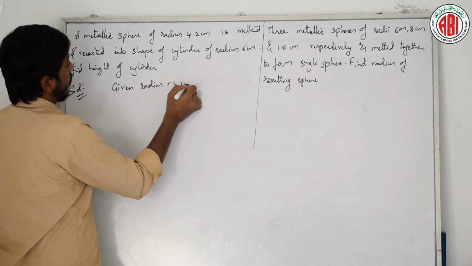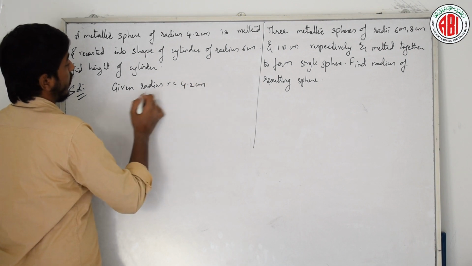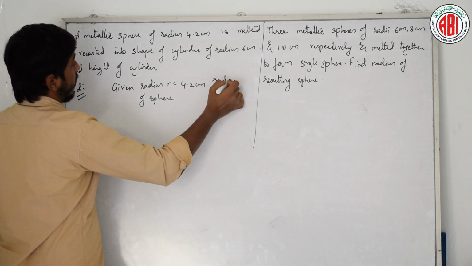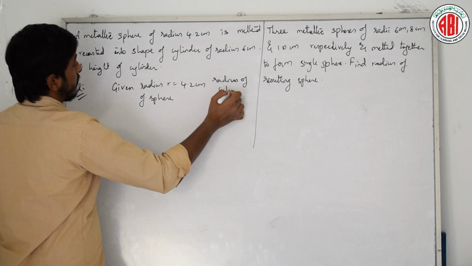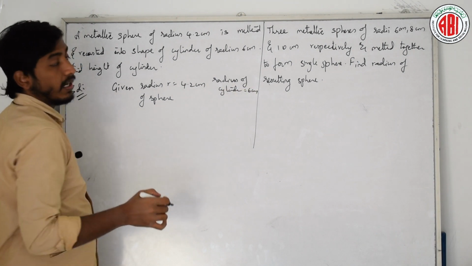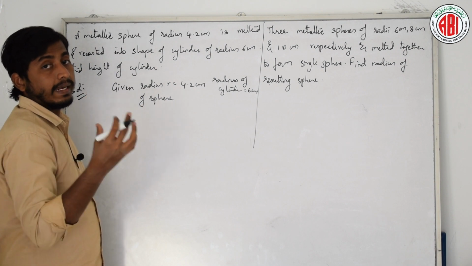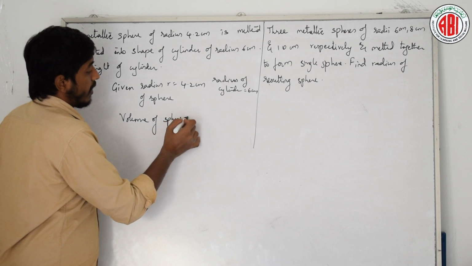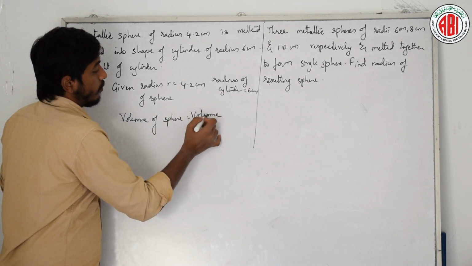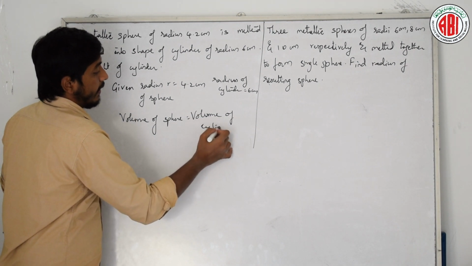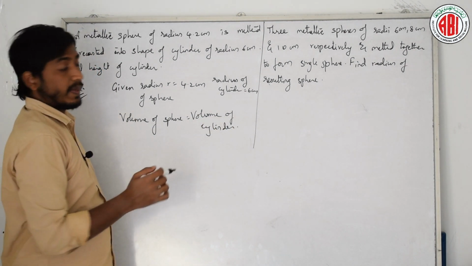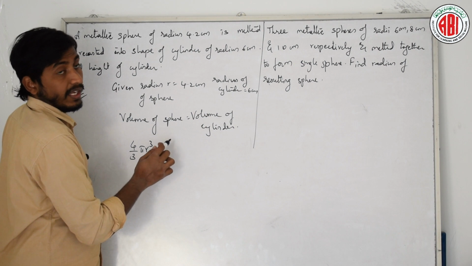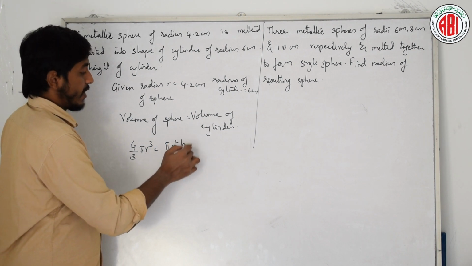Given radius r is equal to 4.2 centimeter of sphere. The next, radius of cylinder is 6 centimeter. Now this is being melted into a cylinder, therefore the volume of sphere is equal to volume of cylinder. Isn't it? What's the volume of a sphere? Tell me. 4 by 3 pi r cube. What's the volume of a cylinder? That is pi r square h.